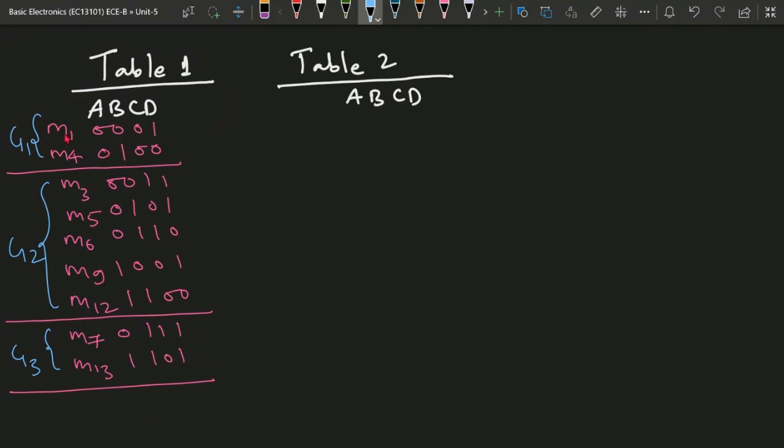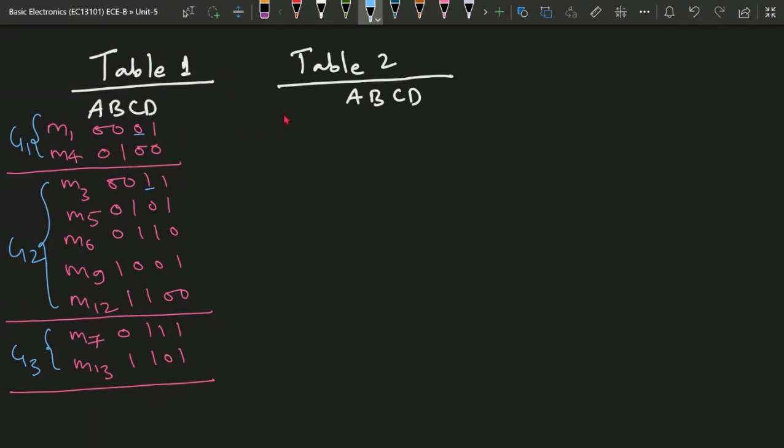If we are comparing M1 with M3, it is 0 0 0 and 0 0 1. So 0 and 1 means one change is there. Similarly, 1 and 1 is the same. So between M1 and M3 only one bit is changing, that is this one. If only this bit is changing, that means it can be paired.